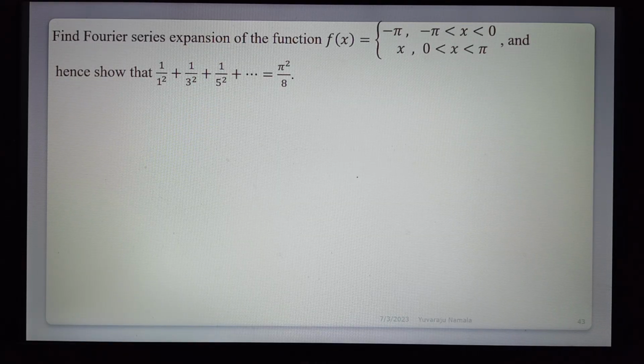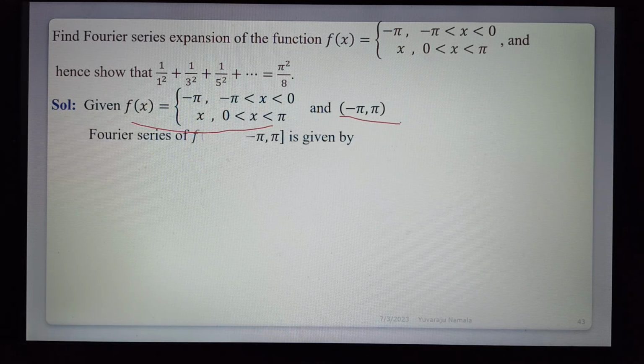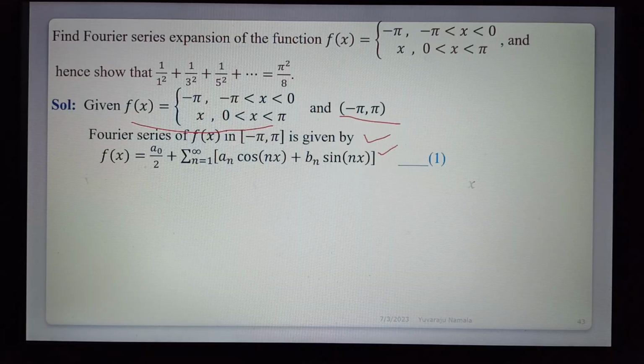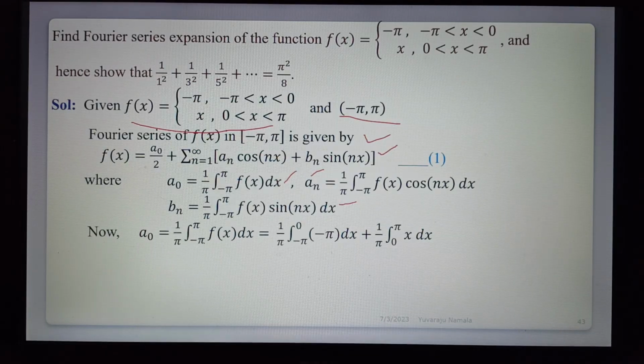The same procedure in the interval minus 5 comma 5. So this is the given function in the interval minus 5 to 5. This is the given Fourier series expansion, where a naught, an and bn are given by formulas. First finding a naught. The given function is defined in two cases. The breaking point is 0, the discontinuity, minus 5 to 0 and 0 to π. So the integration is also separate.